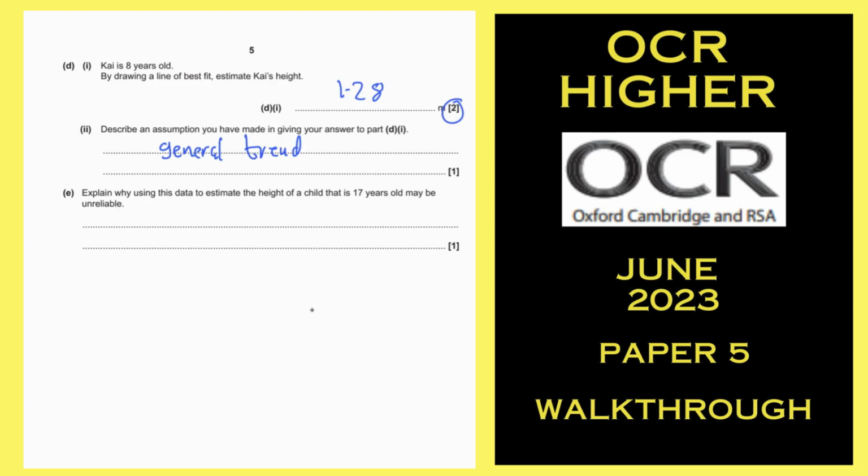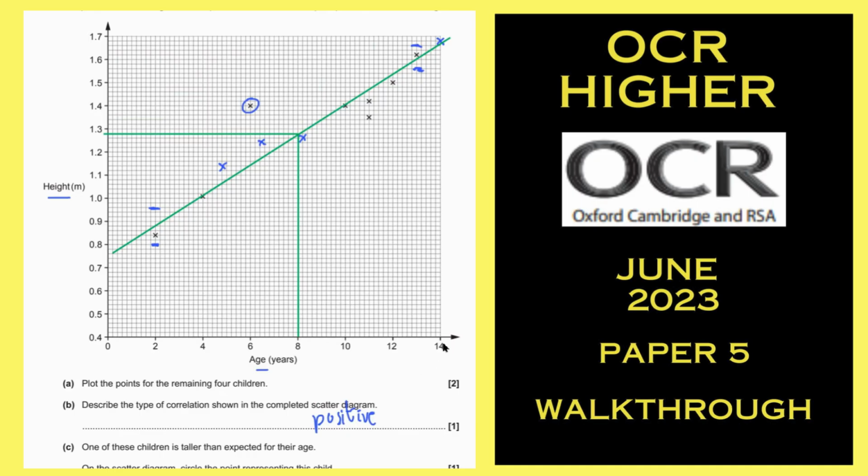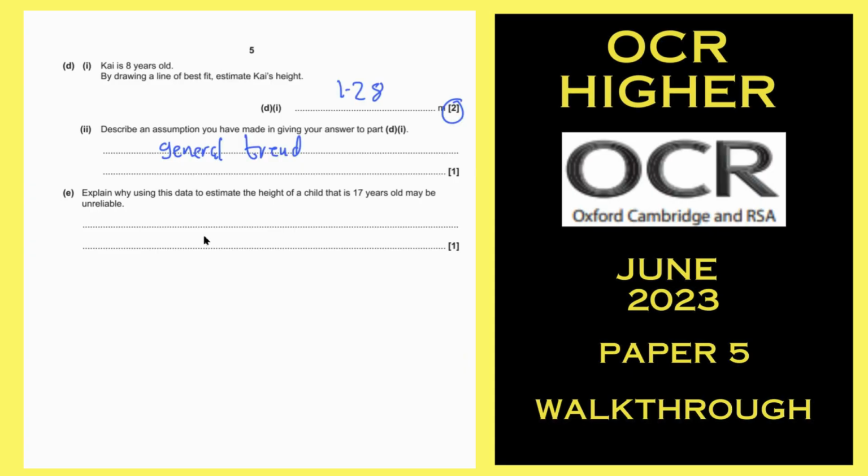Explain why using this data for the height of a child that is 17 years old may be unreliable. Well, I would go back to my graph, and they do this quite a lot. The oldest child we have here is 14. So I would put as an explanation: data available is only up to and including 14-year-olds. Essentially, it's something called poor extrapolation. You can't extrapolate it. Just say something like 17 is beyond the range of data available, by quite a way. It's not like you're estimating a 15-year-old. 17's quite a way above.